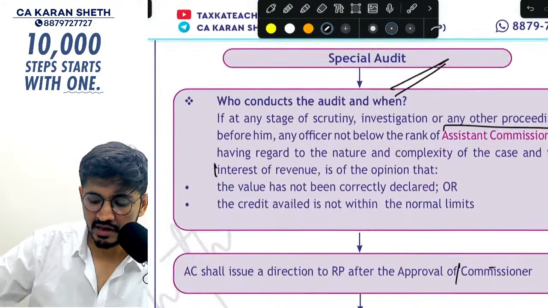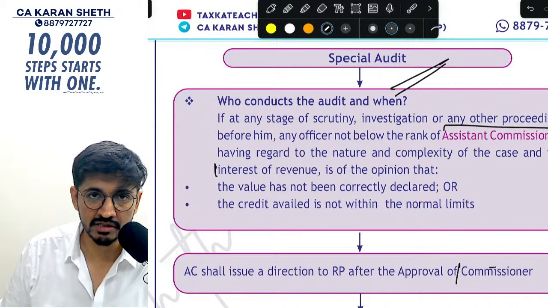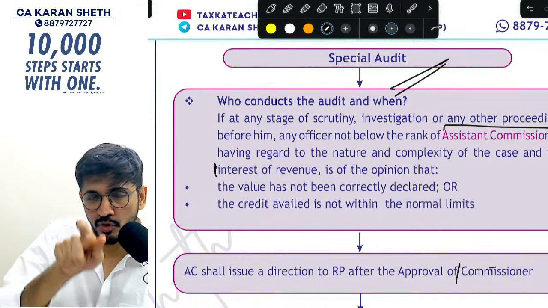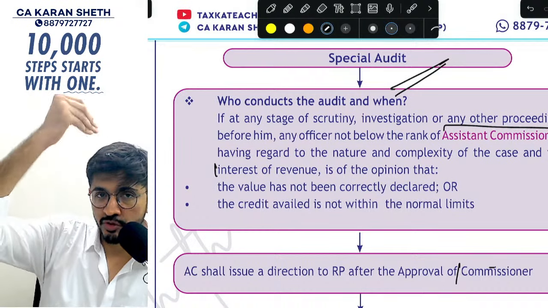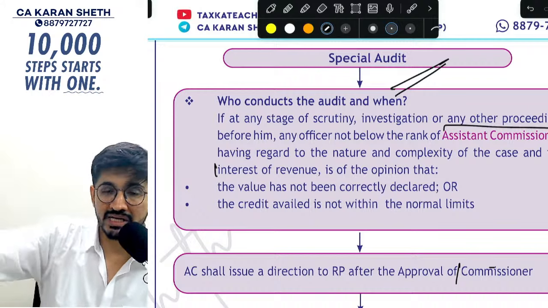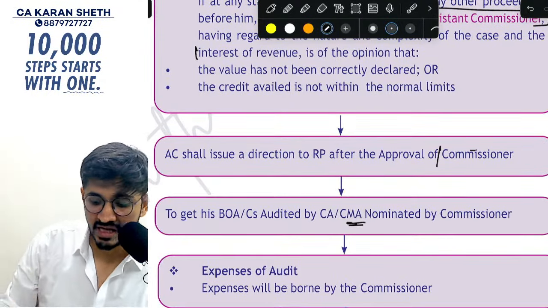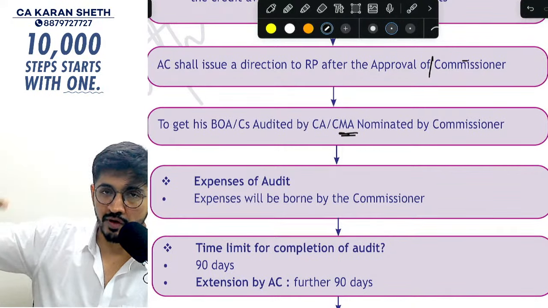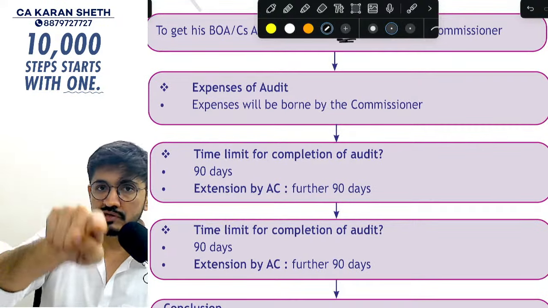Understand, my dear friends, at the stage of scrutiny, investigation, or any other proceedings, if the assistant commissioner feels that there is complexity in the nature of transactions and that complexity is leading to evasion of tax, and the interest of revenue is clearly compromised, then he shall go to the commissioner, take his approval, and ask a chartered accountant or a CMA to audit the books of accounts of that registered person, the expense of which will be borne by the commissioner himself.